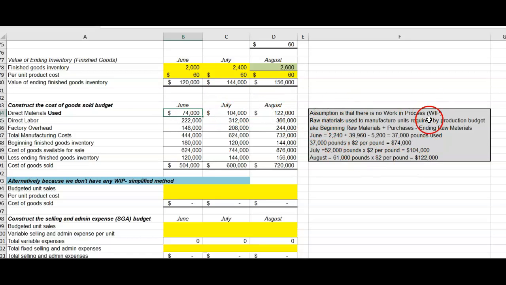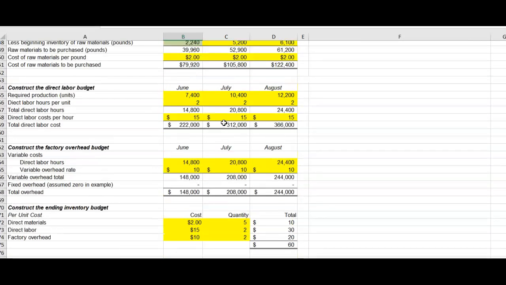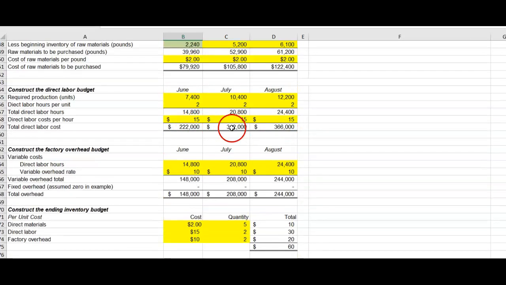You can also use this formula. It actually gives you the same result because we don't have work in process. But start with your beginning raw materials, add up all your purchases, and subtract out your ending raw materials. And that'll back you in again to what we actually had to use to meet current production needs. So that's what we've got for direct materials. Now direct labor, because we don't have to worry about beginning or ending inventories, we just simply pull from the direct labor budget. You can see that's coming right from there.